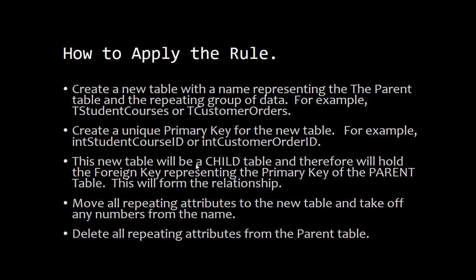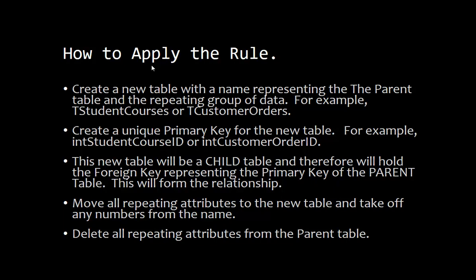We're going to create a unique primary key for the new table. We're not going to stop what we've been doing thus far. In this case, it would be called INT student course ID. The new table will be a child table, and therefore will hold the foreign key representing the primary key of the parent table. So it's a one-to-many situation. We're saying for every student, they can take many courses. So based upon what we already know, wherever the many side is, that is the child table, and that will hold the foreign key representing the primary key of the parent. Does that make sense? You should already know that.